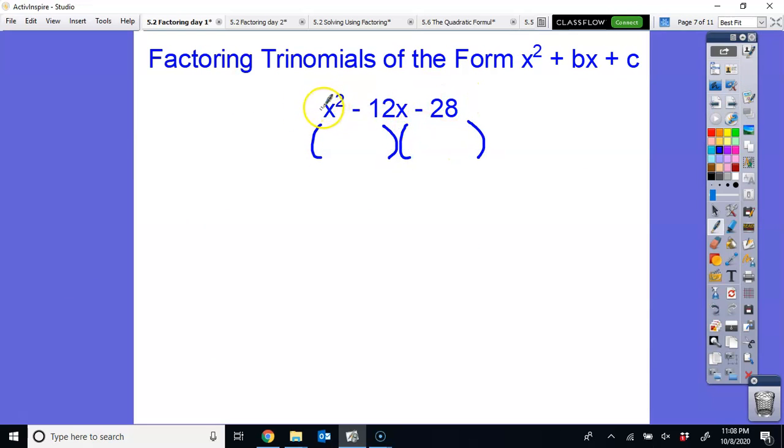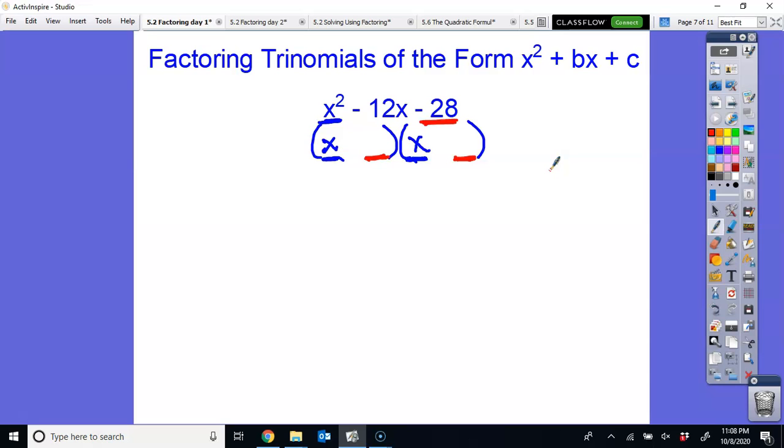Notice I can't divide anything out of this because there's only a 1 here. I can't divide anything out of 12 and 28 and 1. So think about what we did a minute ago. This x squared right here, where did it come from when we multiplied? It came from an x here and an x here. The negative 28, where did it come from when we multiplied? It came from whatever was here times whatever's here. That's that first, outside, inside, last, or F and L specifically.